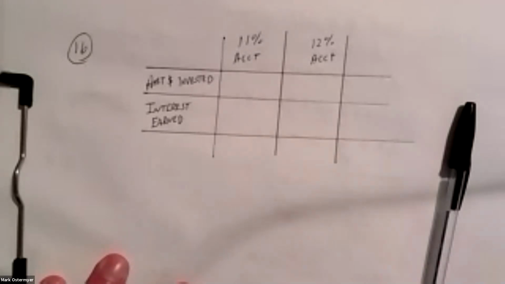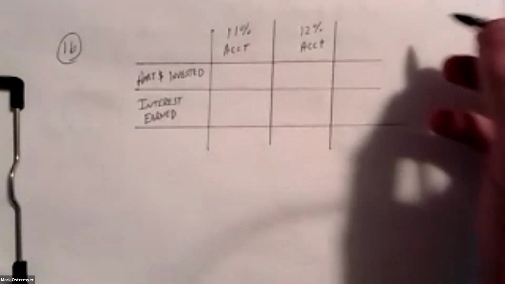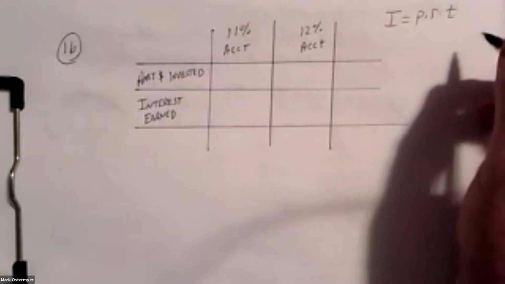Into this problem, ladies and gentlemen, we're going to have to drag a very important formula. It's called the simple interest formula. Interest is equal to principal times rate times time. You ever seen this before?